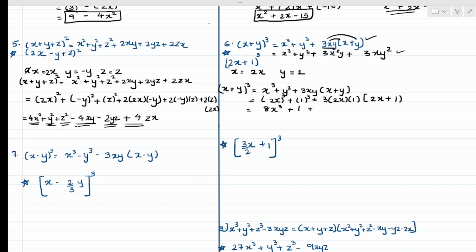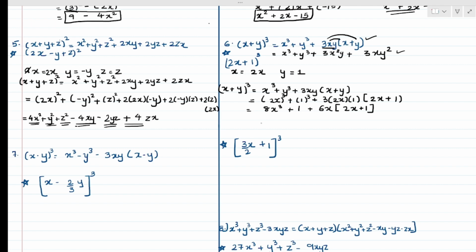Now, as you can see over here, 3 times 2 is 6 and 6 times 1 is 6. So you will get 6x bracket 2x plus 1. What thing you should remember over here? These are not my like terms. There is a 2x and there is 1. These are not your like terms. That means you can't add 2 plus 1. So you will simply write it as 2x plus 1.